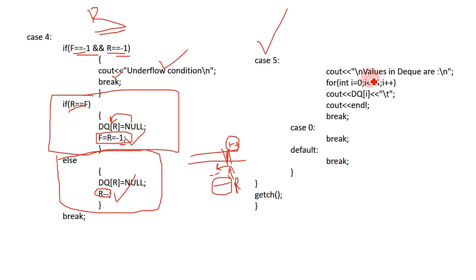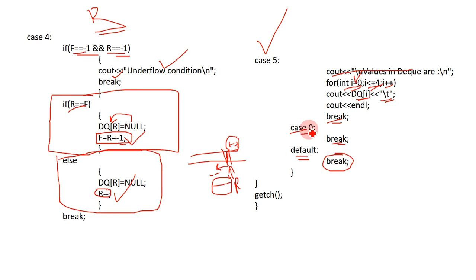Okay, so this is the normal deletion. Case 5 is for printing the values. So integer i from 0 to i less than or equal to 4 and i++, and print that value. \t means the two values will be separated by 8 spaces or a single tab. Then put the break statement. Case 0 is the default break, and within the default just put a single break statement.